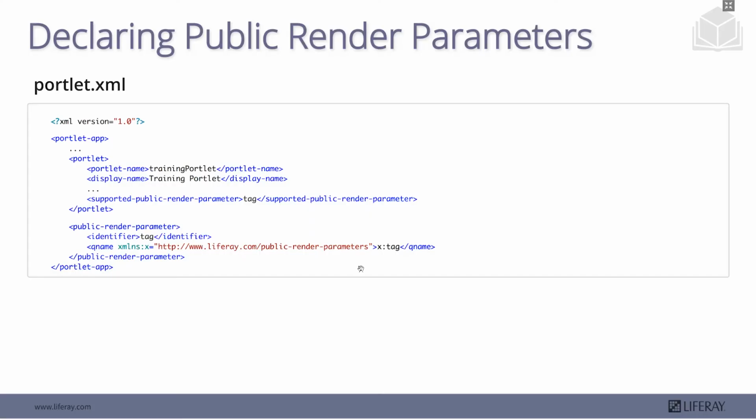Let's talk a little bit more about how these public render parameters work. So over in portlet.xml, we define a public render parameter, right? We say this is the specific public render parameter that I want to support. It's called tag. Now we can add a unique identifier to the tag public render parameter by using a QName. So we have that QName tacked on to our public render parameter. So this portlet, called training portlet, is supporting the public render parameter called tag.